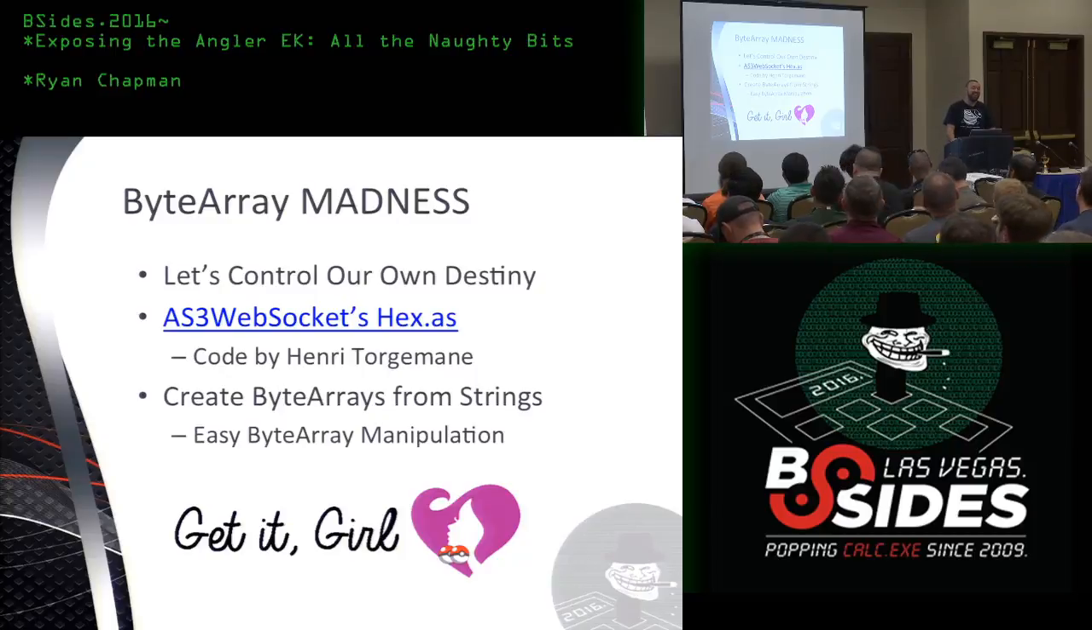All right, so I don't know how to do that. But what I do know how to do is I just manually extract the hexadecimal values, paste it in as a string, and then I use Henry T's hex.as function. He's got a toArray and a fromArray to convert between strings and arrays.